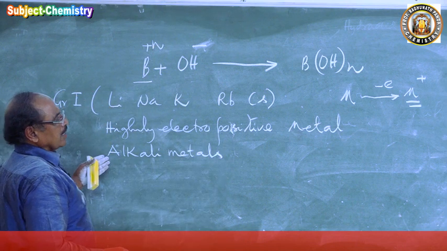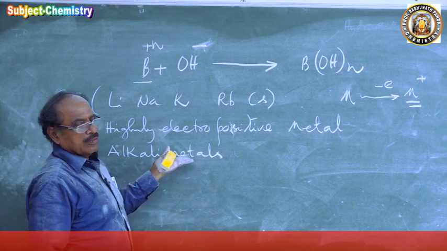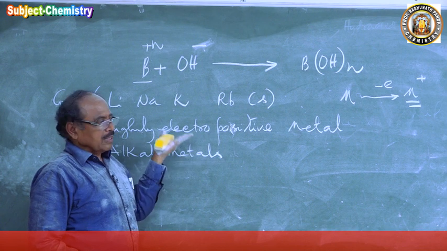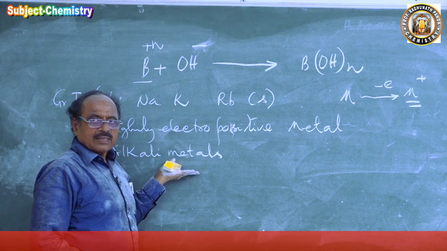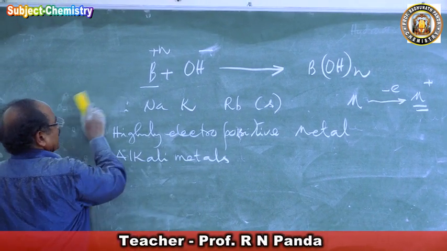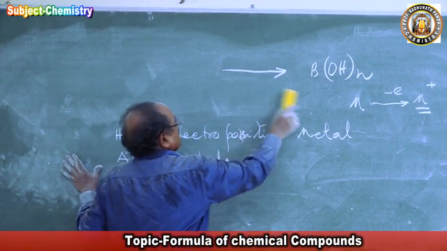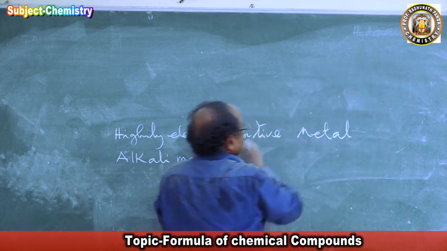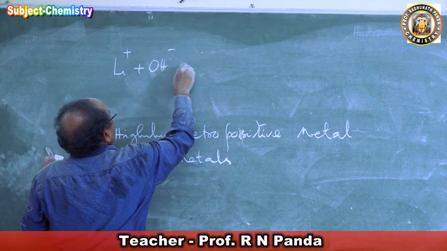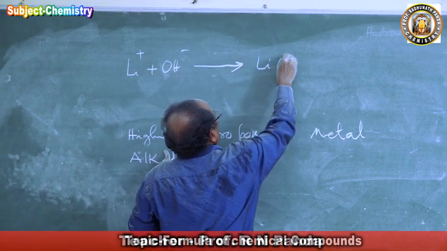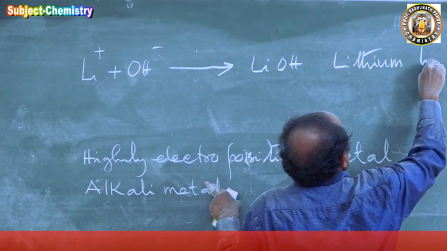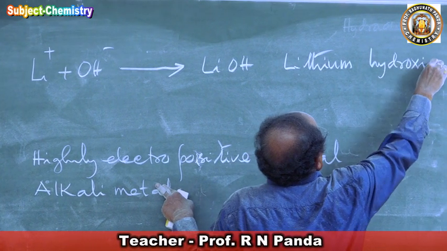Why? Their oxides and hydroxides are soluble in water, so they form strong bases. They are soluble in water, they are called alkali metals, and they are strongly basic. Now let us write the formula for different oxides and hydroxides of these alkali metals. Lithium, Li plus and OH minus, will have LiOH. This is lithium hydroxide, a strong base.